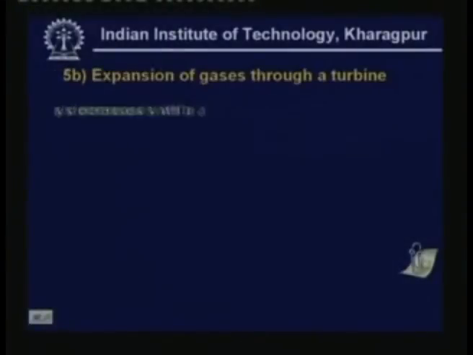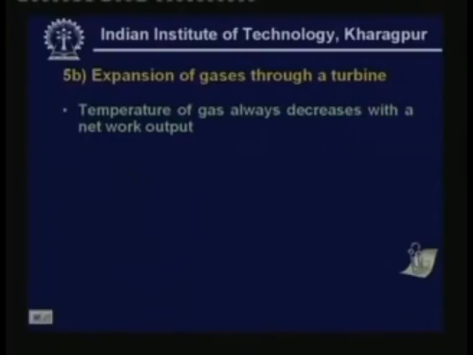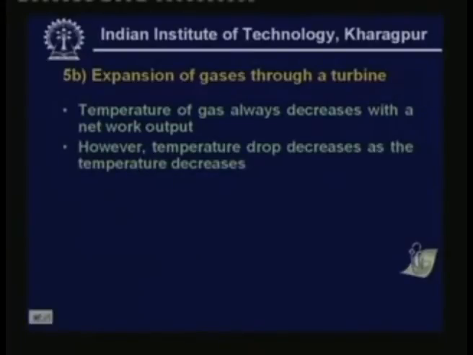Now let us look at expansion of gases using a turbine. As I have already mentioned, temperature of a gas always decreases with a net work output. That means whenever you are expanding a gas using a turbine, its temperature always drops. However, the temperature drop decreases as the temperature decreases. This is unlike isenthalpic expansion, where the temperature drop increases as the temperature decreases. But in case of expansion of gases through a turbine, the temperature drop decreases as the temperature decreases. This is actually a disadvantage.